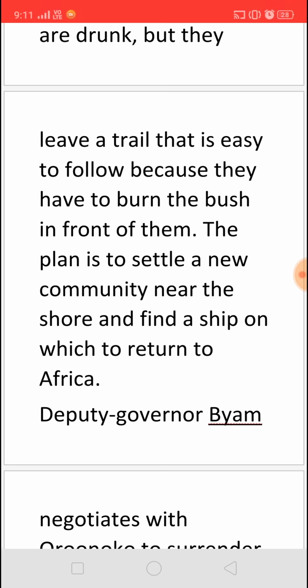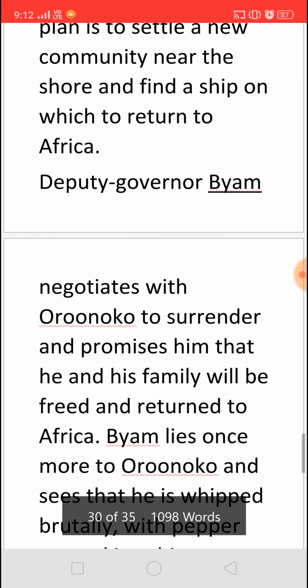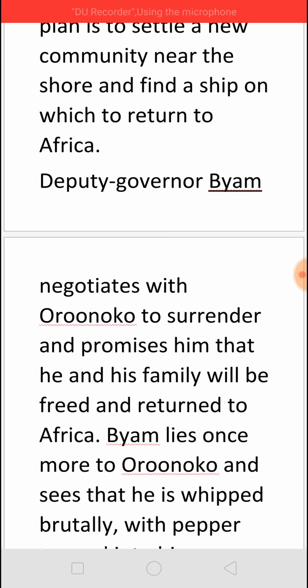And the actual plan is, they want to cross that place and go to a nearby shore where they can find any ship which comes there, so that they can return to Africa. But what happens is, before that, the whites come and they capture him. And the deputy governor Byam talks with Oroonoko, and he says that if all of you surrender, definitely he will free them, and not only that, he will help them to return to Africa.